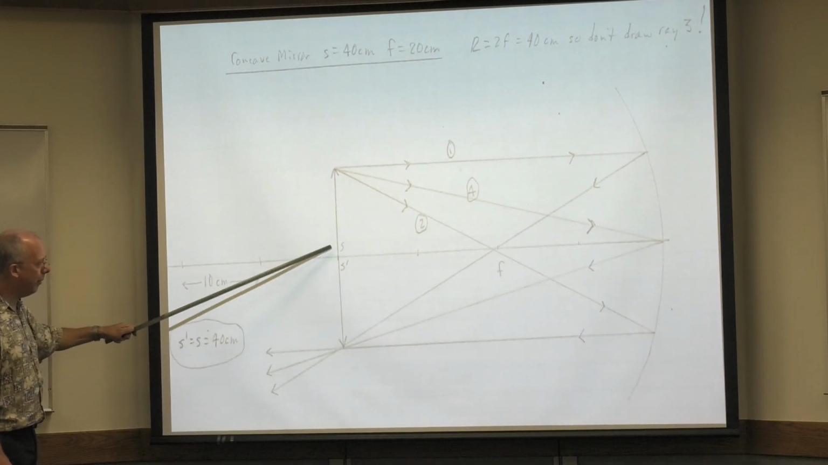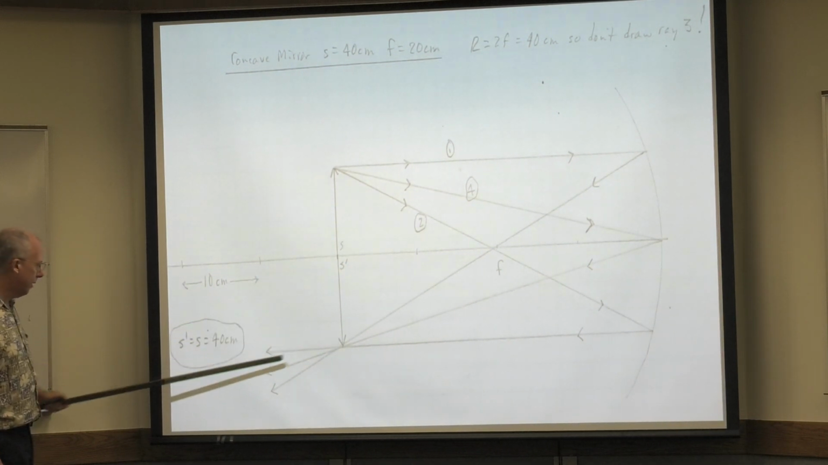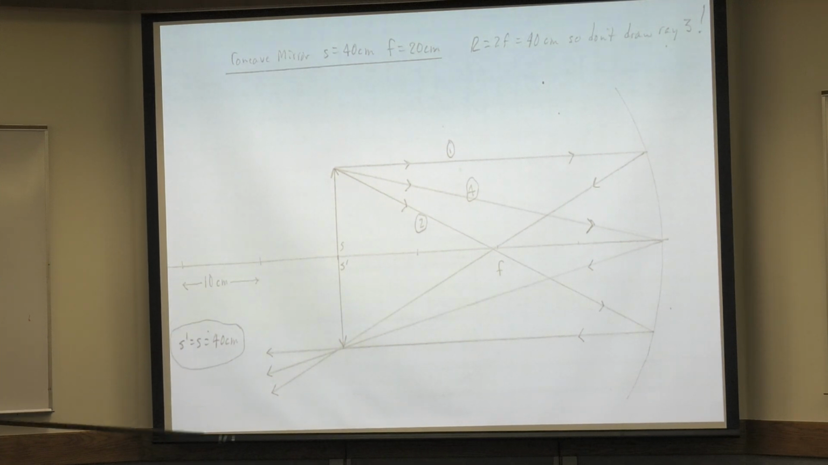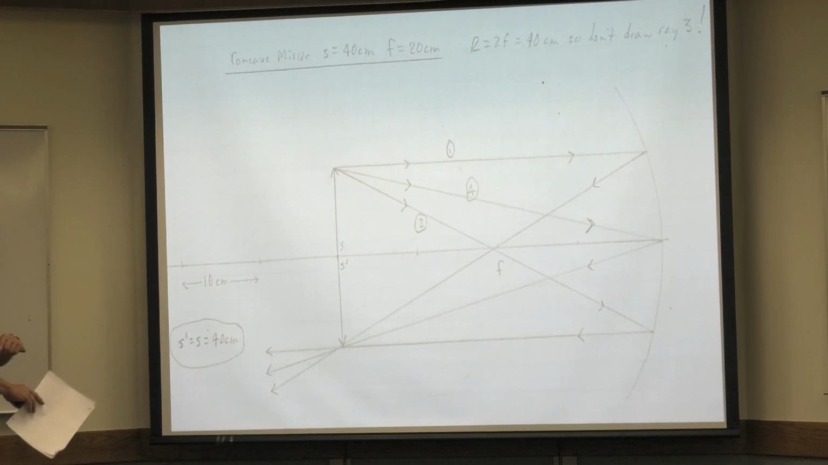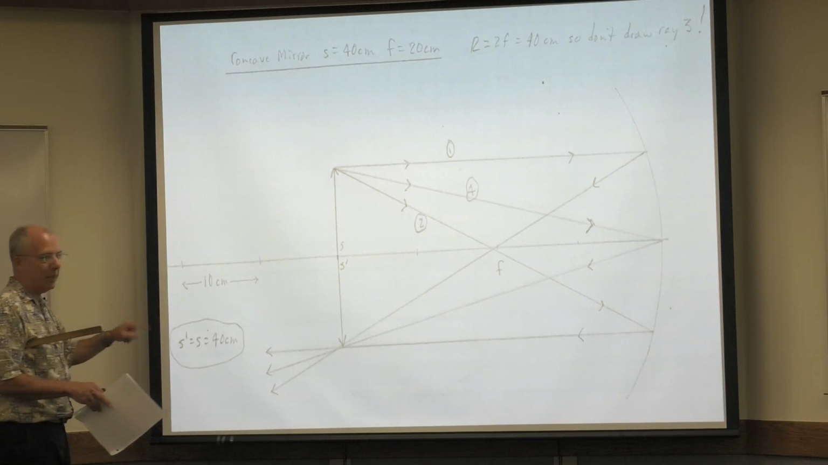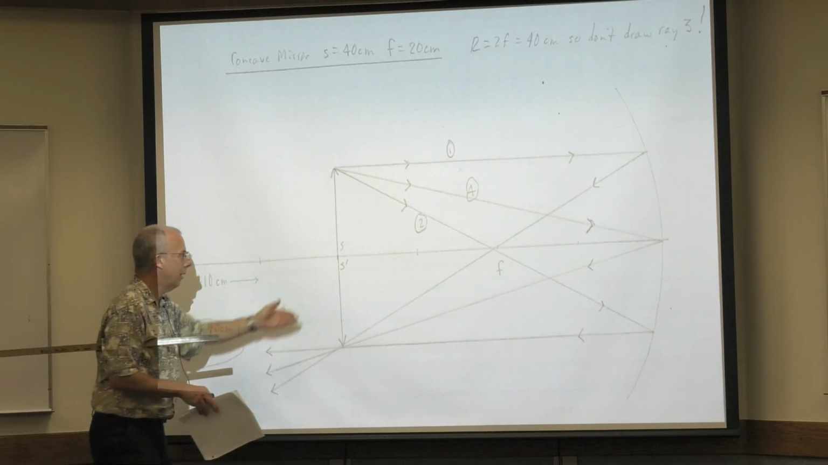Right, so S prime is the same distance as S. So they're both equal to 40 centimeters. And what's the magnification? Well, it's 1. Well, it's -1 actually, right? It's -1. Agree? Because it's minus S prime over S. And you can see it's inverted.